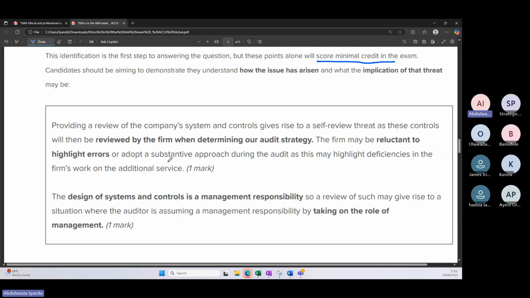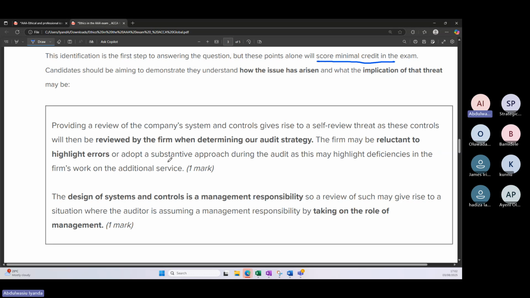Because even though you are using a risk-based audit, you are still going to relate with internal control. Maybe some people can share their personal experience. There are some tasks that the internal team will carry out that, as the auditor, we can rely on. But before we rely, we have to test their control.